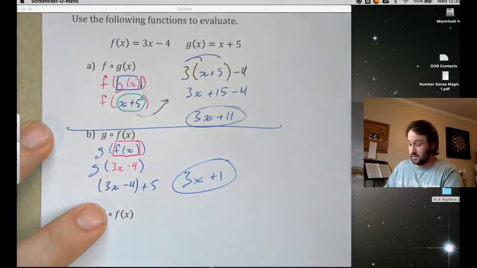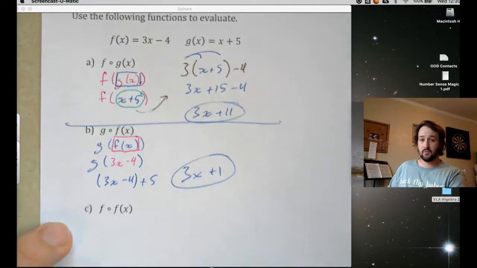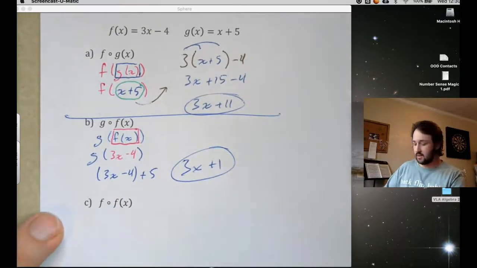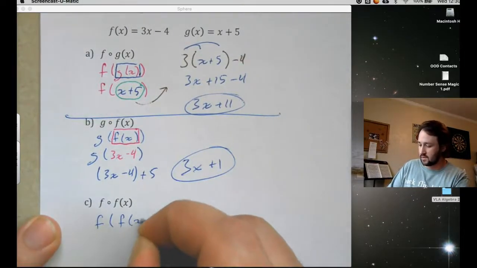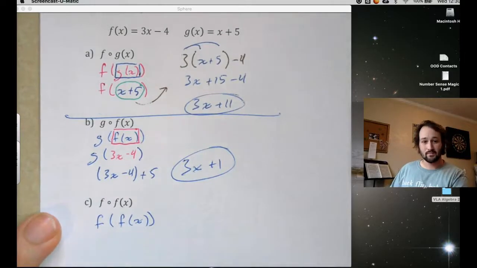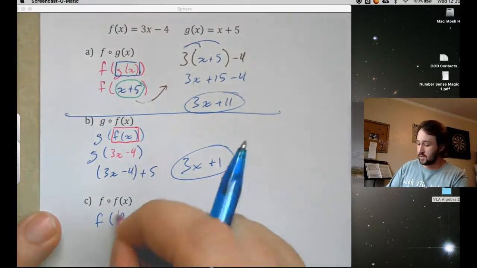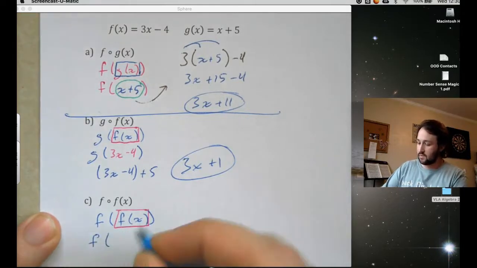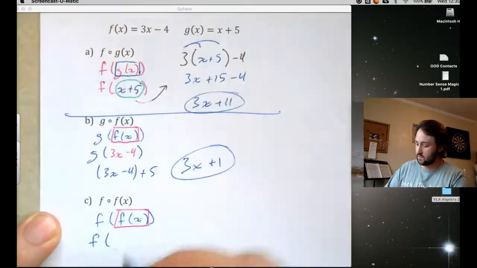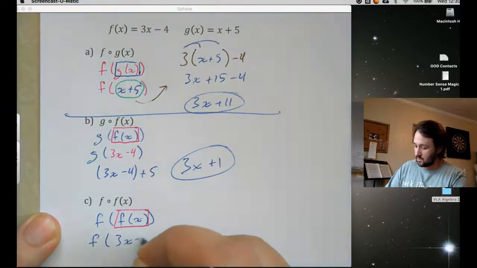That's it. That's really all there is to this. So now I have one that says f of f of x. You can use the same function with itself. So f of f of x is how I would see that written. So I'm going to substitute in f of x so that I have f of what f of x is, which is 3x minus 4. So f of 3x minus 4.